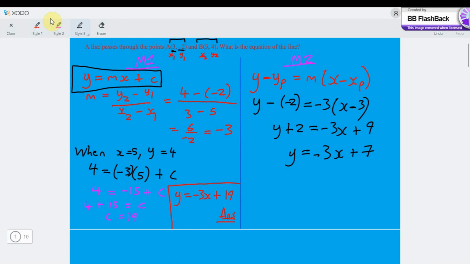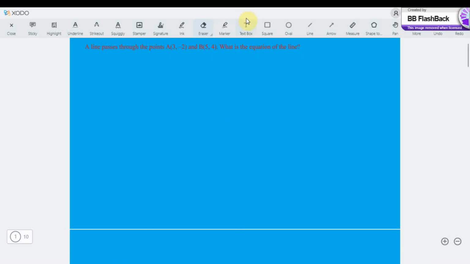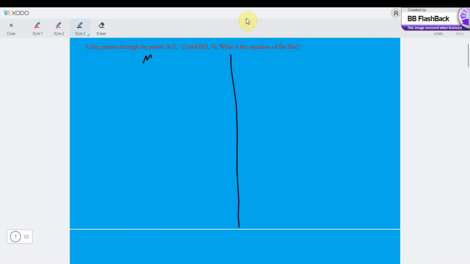Let's see what happened. Alright, so I pasted the question and we're going to do it the two different ways. So method 1 and method 2. With method 1, we're going to use the formula y equals mx plus c. With method 2, we're going to use y minus yp equals gradient in bracket x minus xp.